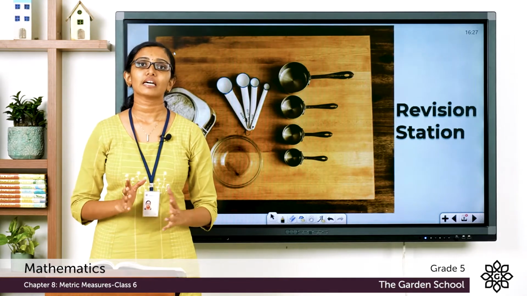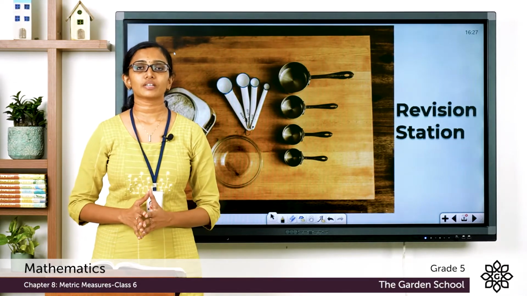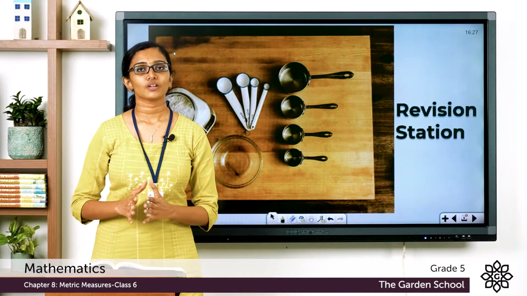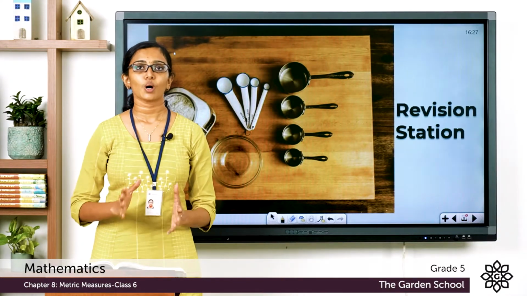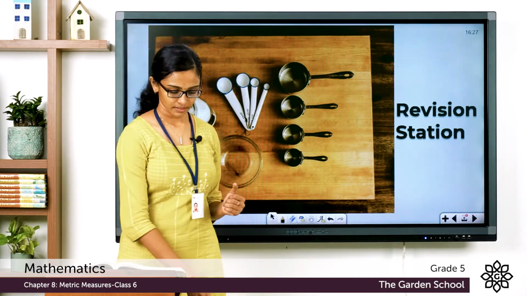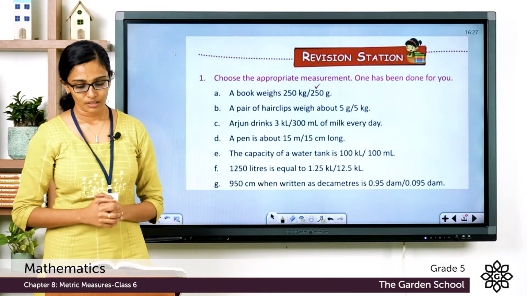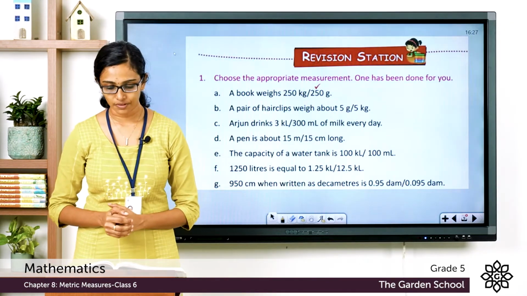So, we have come to the end of chapter 8, metric measures. Today, we'll see the questions from the revision station in your textbook. This is on page number 137. All of you please take the page. Let's move on to the first question. Let me read the question to you. Choose the appropriate measurement. One has been done for you.